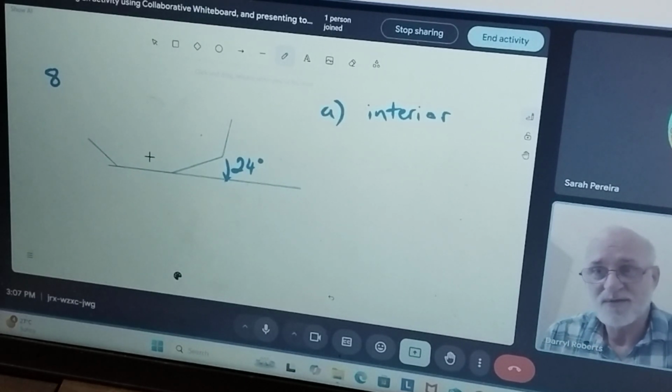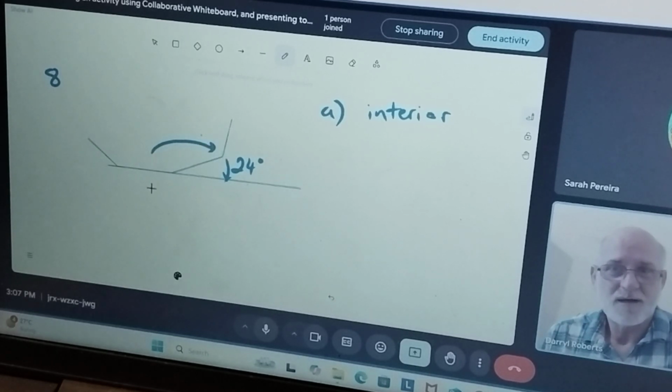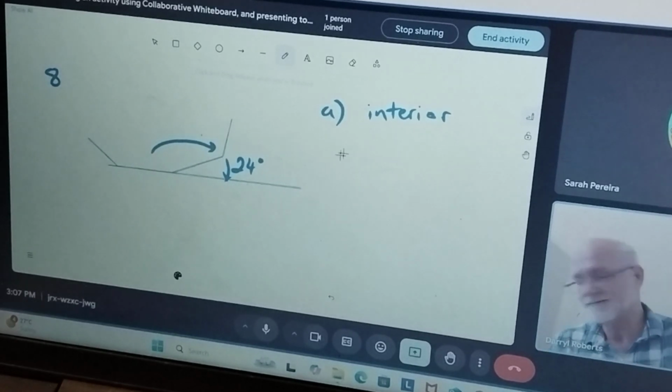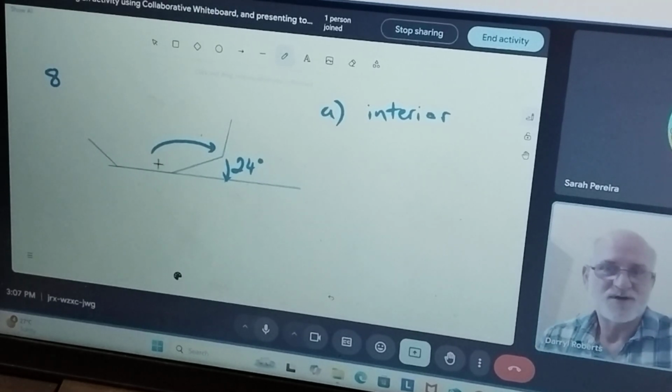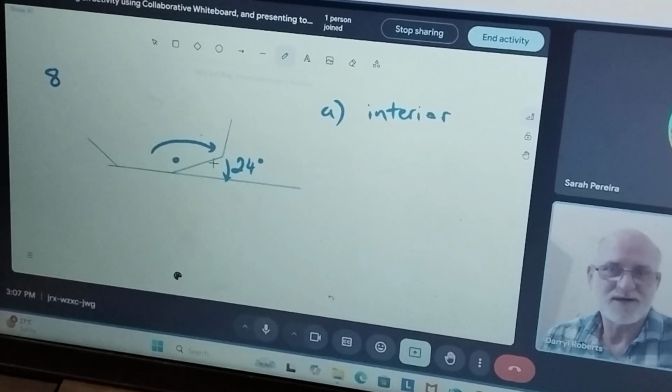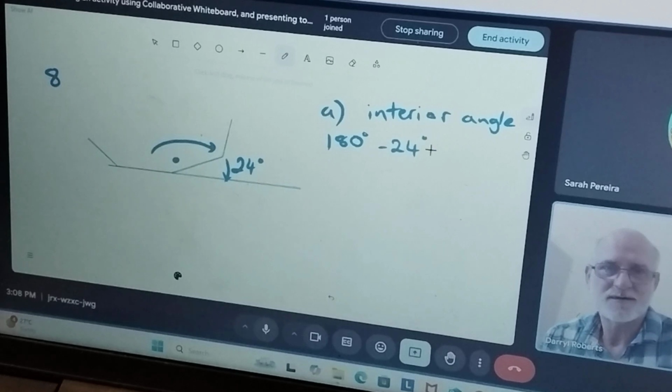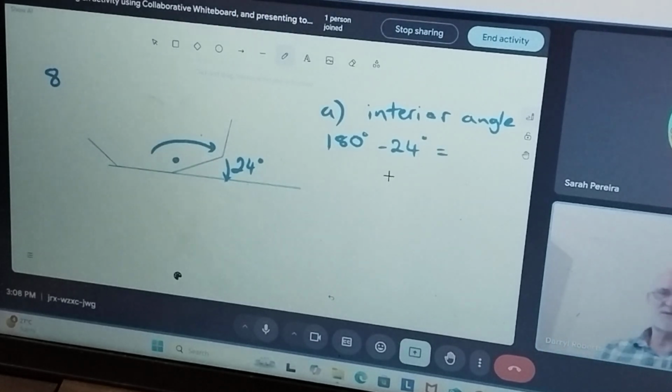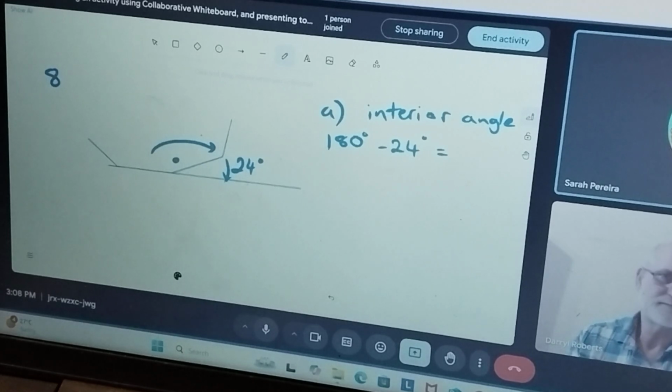But I also know this is a straight line, isn't it? And what do angles on a straight line add up to? 180. So to find this angle, because that is the interior angle, let me just label it, interior angle, so you know what we're looking at. I can say 180 degrees minus 24. And that equals how much? Hold a second. Okay.